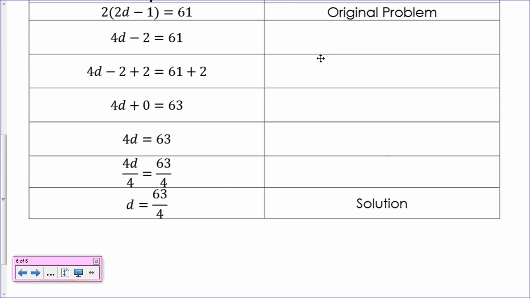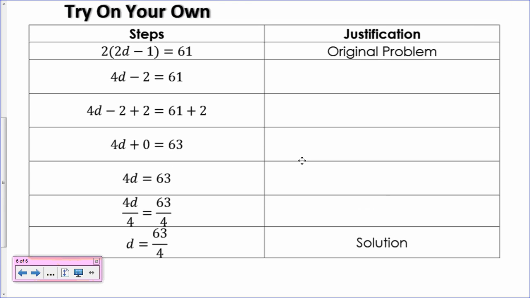I want you to go ahead and try this on your own. Pause the video, try to justify these steps on your own. I will say getting down here is a little complicated, but that's not too bad. Alright, pause the video, and when you come back, I'll have answers for you.